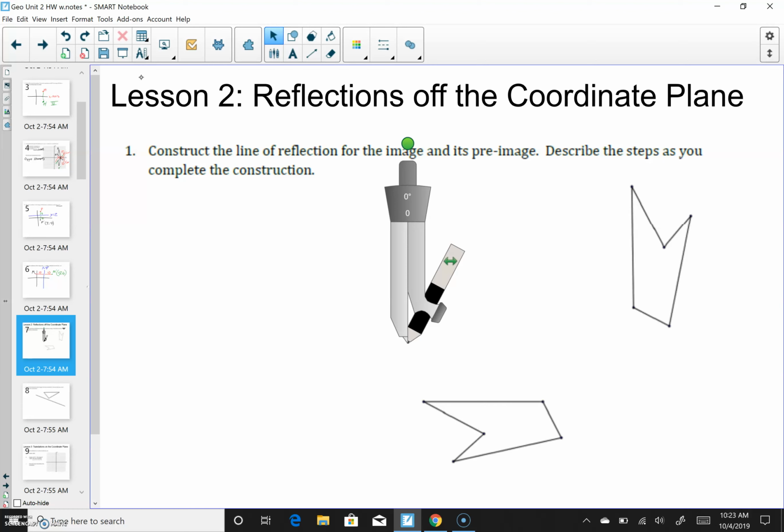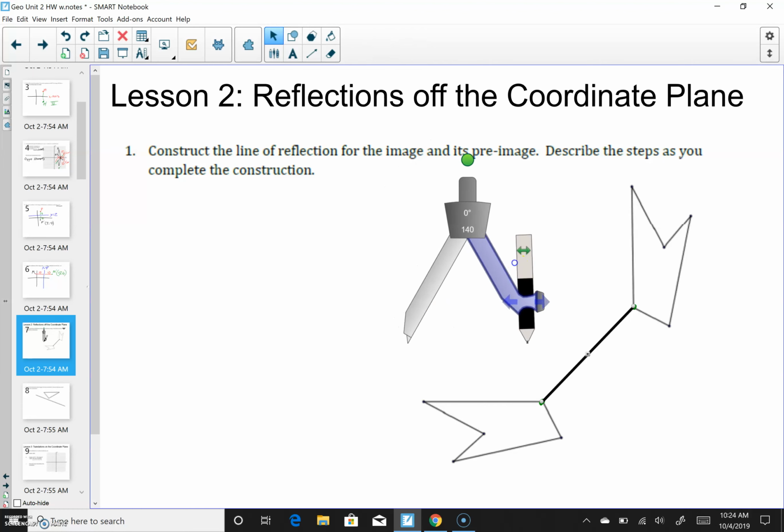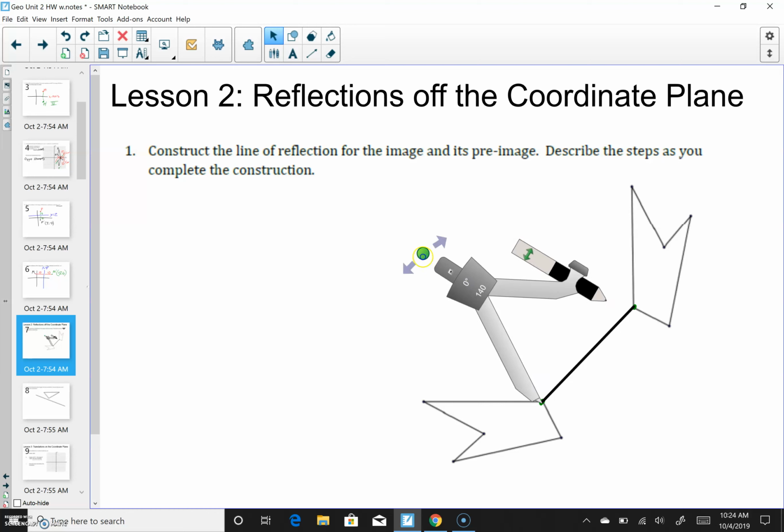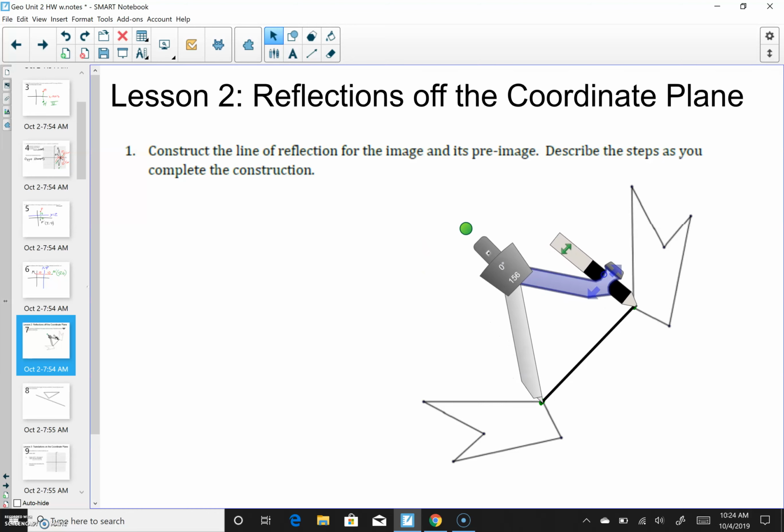So for the first one, if we want to construct the line of reflection, we first need to identify two matching points. So I'm going to choose that point right there and its matching point there. And we're going to make sure we can do the perpendicular bisector. So what we want to do is make sure that we draw a line segment that's going to connect those 2 points. So now what we're going to do is set up our compass for our perpendicular bisector construction.